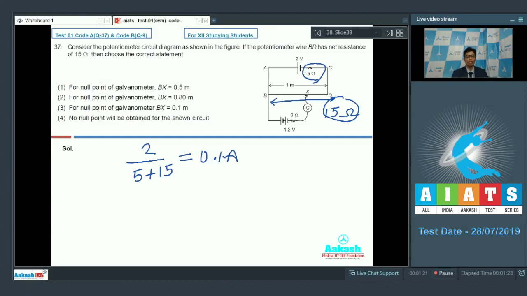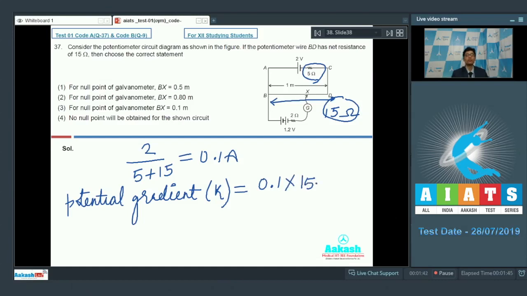Now let us try to find out the potential gradient, and indicate it by a variable K. The potential gradient will be equal to the total potential drop across the wire, that will be 0.1 multiplied by the resistance of the wire 15, divided by the total length of the wire. The total length of the wire has been given to be equal to 1 meter as per the figure, so divided by 1. Therefore, the potential gradient is 1.5 volts per meter.